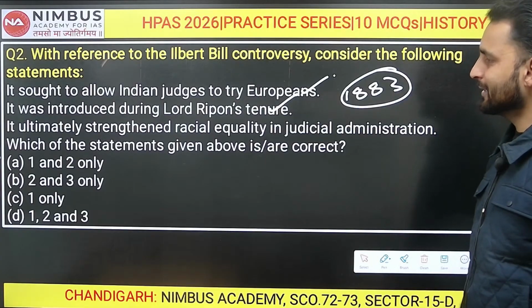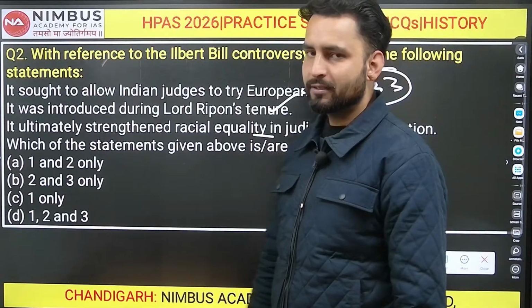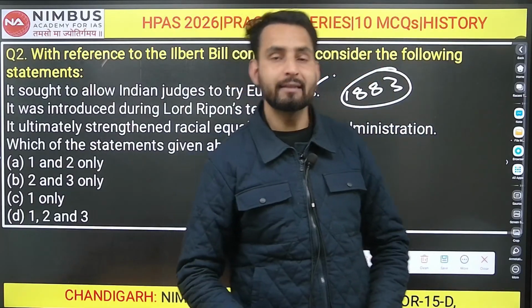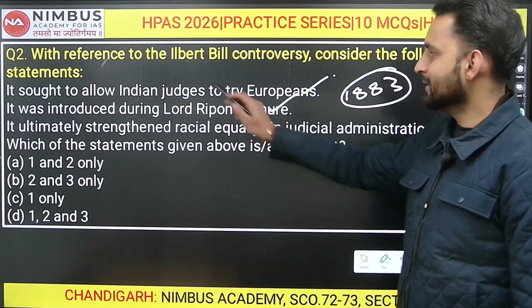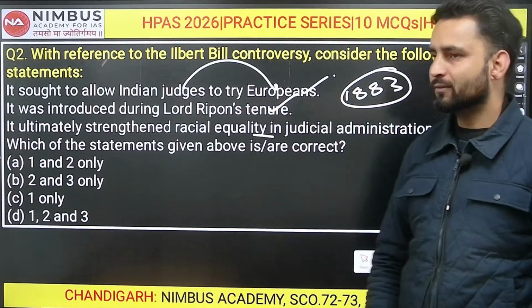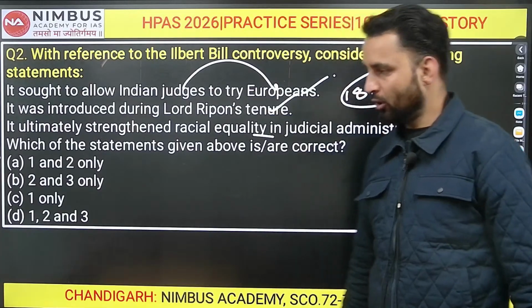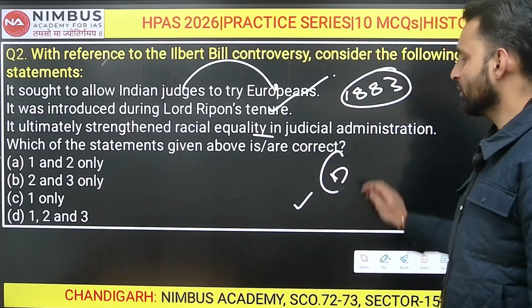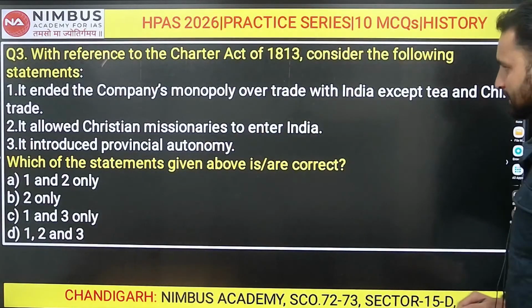Third is, it ultimately strengthened racial equality. Obviously, there was this racial discrimination during the colonial period, in the judicial system as well, right? So through this Ilbert Bill, when Indian judges were allowed to try the Europeans as well, racial equality was strengthened. So all the 3 statements are absolutely correct. Option D that all of you have given will be the right answer. Well done. Question number 3.